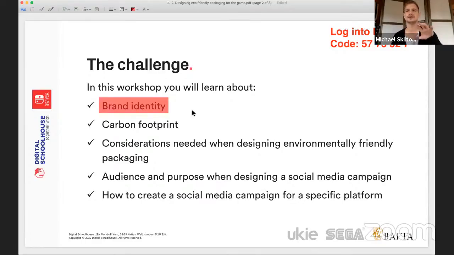So what we're going to try to do today is design a new piece of documentation for putting our game in, a new cassette or sleeve that we can put our game in to sell. But we do want to do our best to make sure that it's ecological. It works with our environment and not against our environment. So that's our objective today. We're going to look at the carbon footprint of games packaging and what the impact of that is, and then look at the considerations needed when designing environmentally friendly packaging. And then we're going to go ahead and do it for our games.